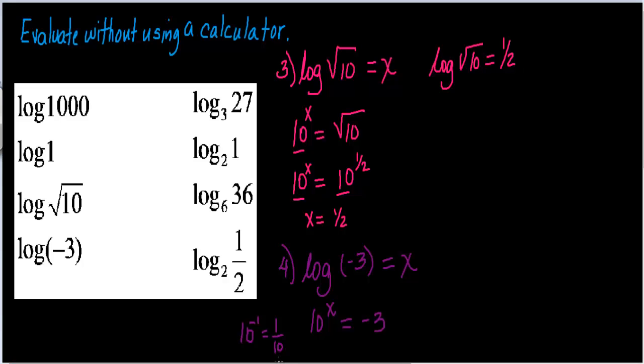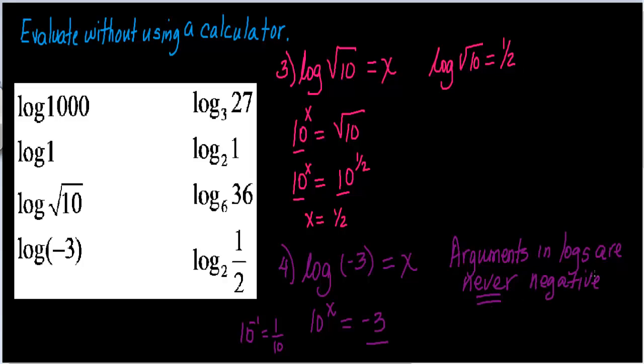So there is no way in the world I can raise a 10 to a power and get a negative result. So arguments in logs are never, never, ever negative. Okay? Remember that. This number can never be negative. If you see a negative argument, don't go through the trouble. You say undefined. Okay? Let's erase again and make room for the other ones.